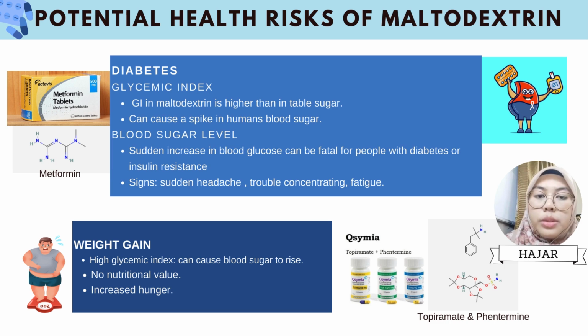Next, consuming a large amount of maltodextrin can lead to weight gain. It is because maltodextrin is a simple carbohydrate with a high glycemic index, which can cause blood sugar to rise, and it provides you with no nutritional value. Additionally, maltodextrin can increase hunger, which leads you to eat more. Some medication that can help with weight loss is phentermine and topiramate, which is a combination of two drugs that can decrease appetite and cravings.